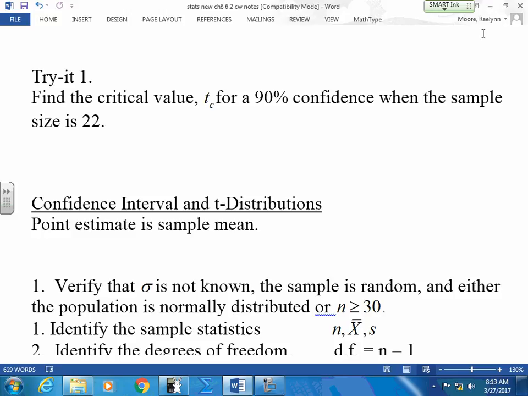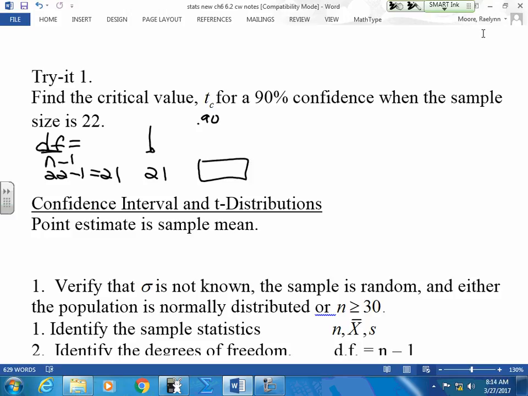You go find your level of confidence. Okay, find your level of confidence, 0.90, and then what do I look up on the left side? No, 21. Notice that column says degrees of freedom. It doesn't say sample size, right? It says DF. So 22 minus 1 is 21. So 21 and 0.90. What is my TC?